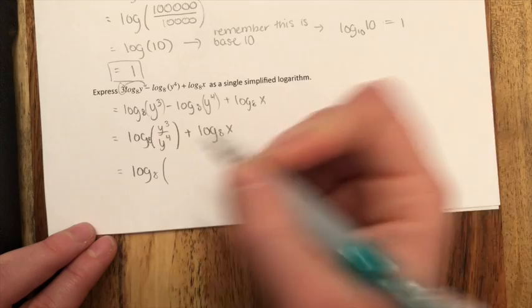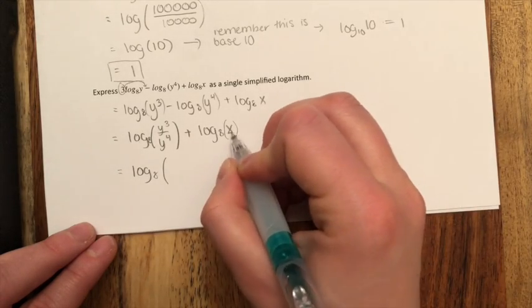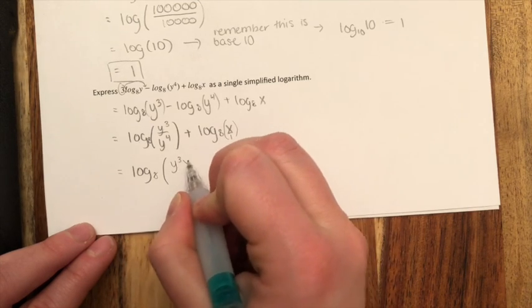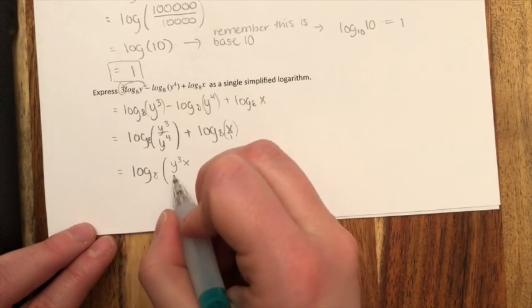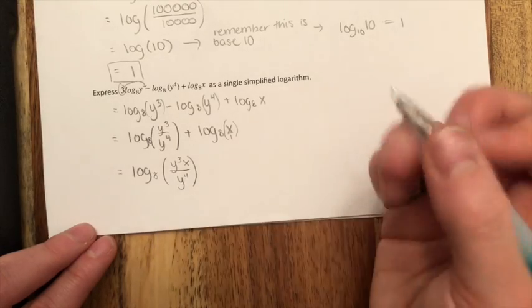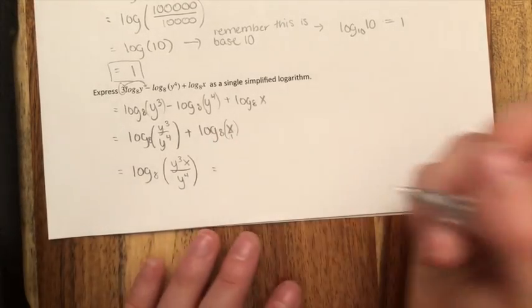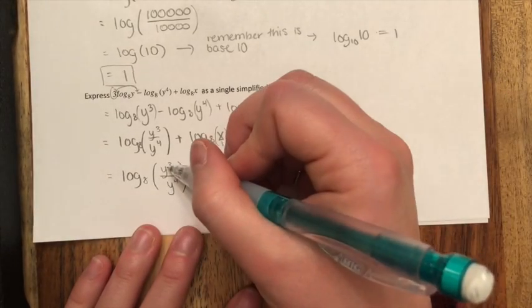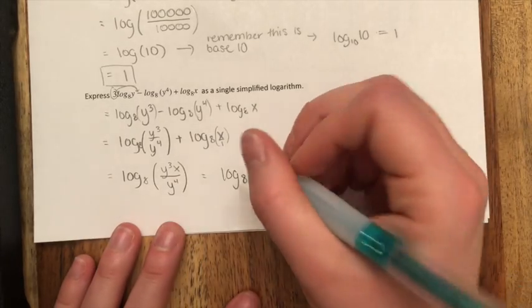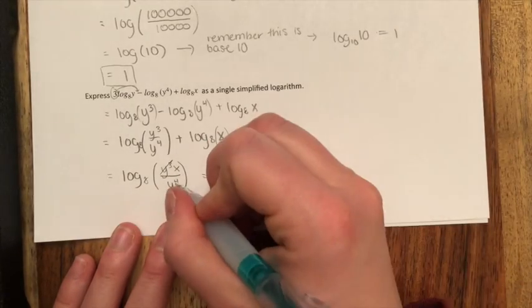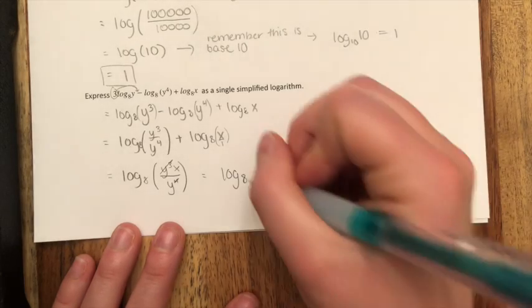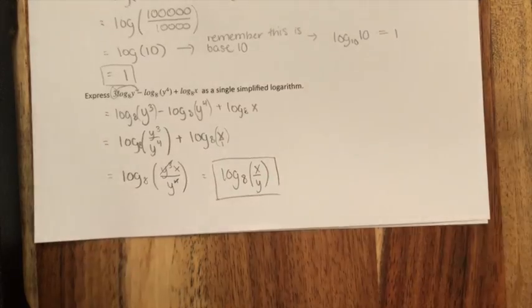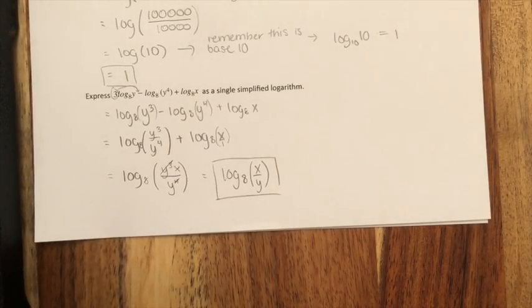So log base 8 of, this is the same as x over 1. So it's going to be y cubed times x, and then y to the 4 times 1. So I'm just going to write y to the 4. Then we want to reduce this. So this is log base 8, and y cubed divided by y to the 4. The cubes cancel out, and there's only one y left on the bottom. So this is going to be just x over y. So we've got a single simplified logarithm.